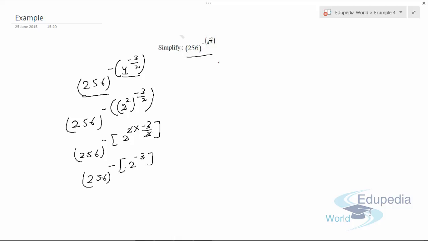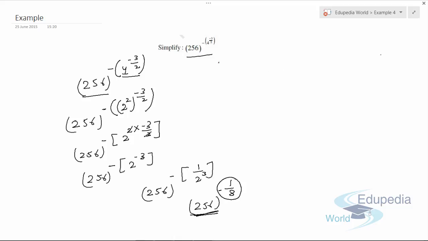Now this is power, so it further can be written like this: 256 raised to power minus 1 by 2 raised to power 3. Why? When we change the number from numerator to denominator, the sign of the power changes. So clearly it can be written as 256 raised to power minus 1 by 8. Why? Because 2 raised to power 3 is 8, so it will be 1 by 8. Now this number 256 has power minus 1 by 8.